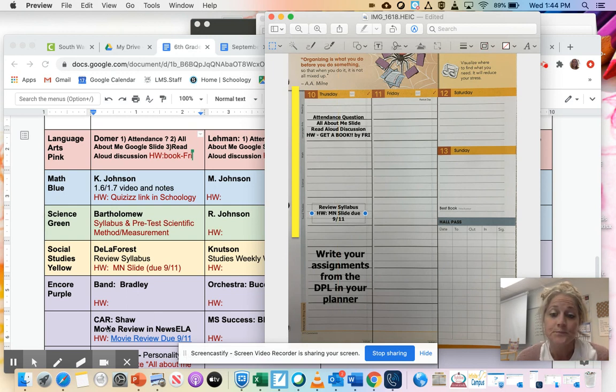Now, for CARS, Mrs. Shaw, let's see. I don't have a thing that says CARS, but I do have a section that says reading, and CARS is nonfiction reading. So I think from now on, I'm going to put CARS up here in the reading section. So I'm going to type that in. I'm going to put in, oh, this sounds fun, a movie review in Newsela. And that will be due.